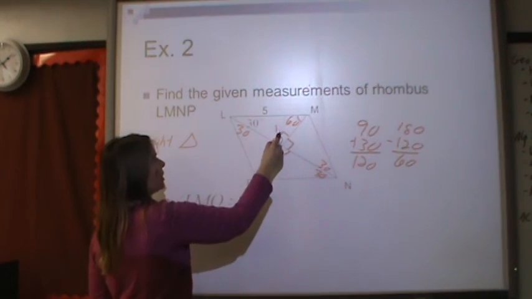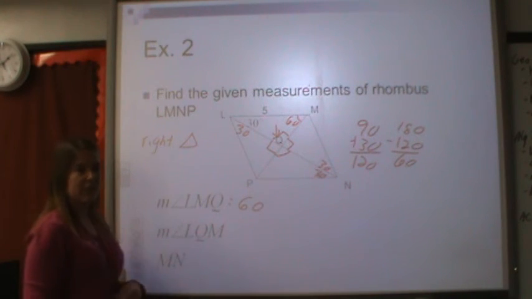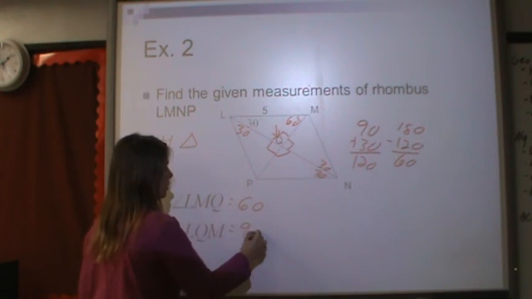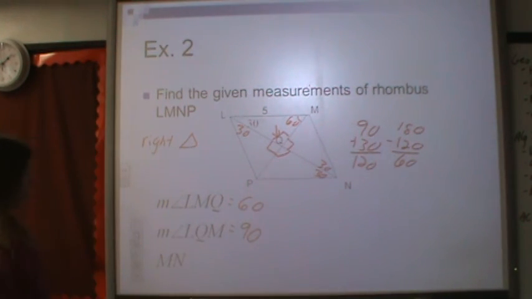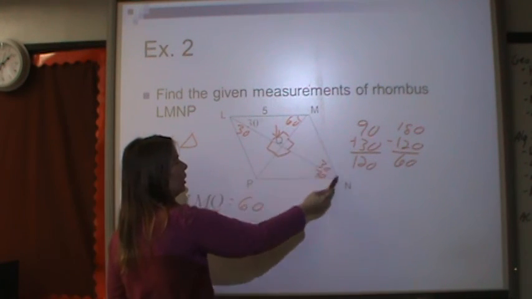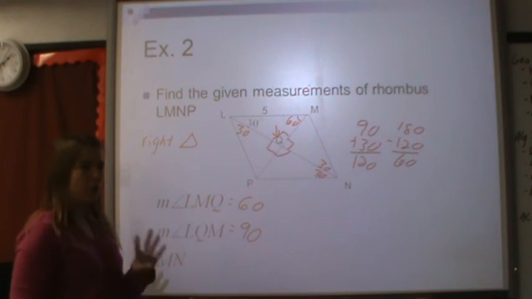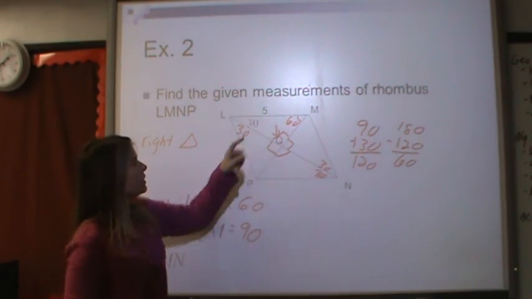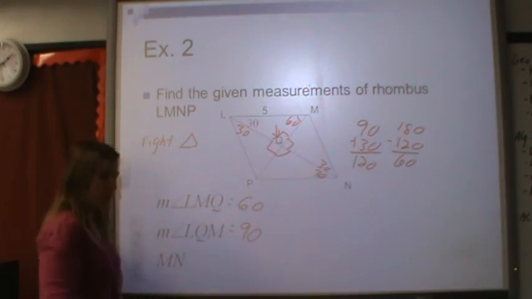Next we have LQM. LQM is going to be this angle right there. You see it's marked a right angle, so that's 90 degrees. Last thing I asked for is side MN. Being that it's a rhombus, I know all 4 sides are congruent, so since this is 5, that means MN also has to be 5.